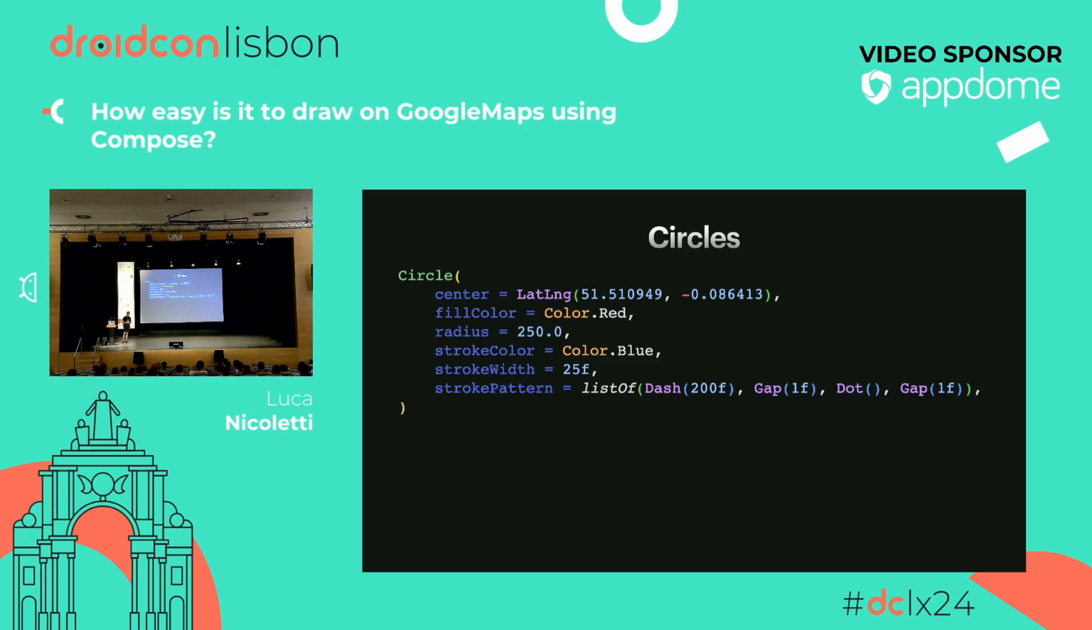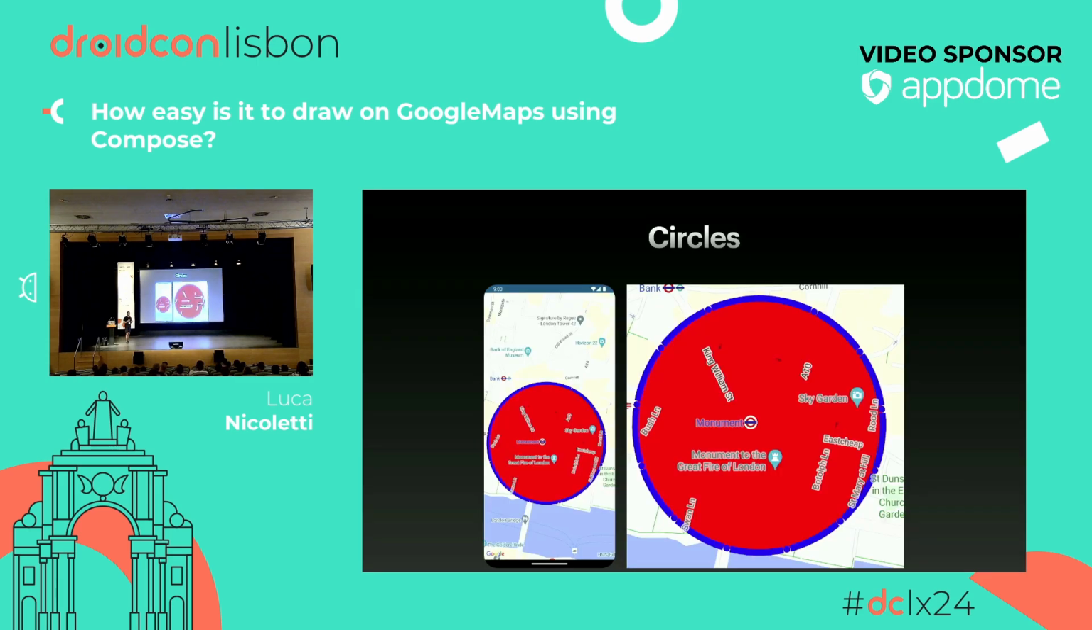This is because, as you can see here, the circle composable function doesn't have a transparency parameter that we can change. But we can change the fill color, its radius, the stroke color, the stroke width, and the stroke pattern. The stroke pattern can be a list of anything between dash, gap, and dots. And you can order them as you want to create a different line.